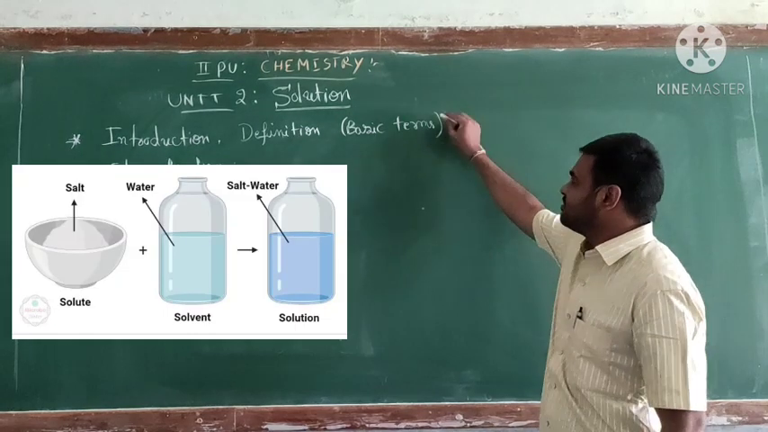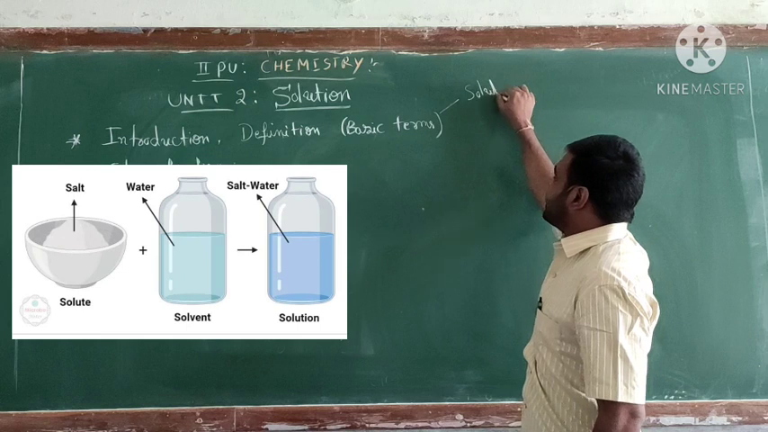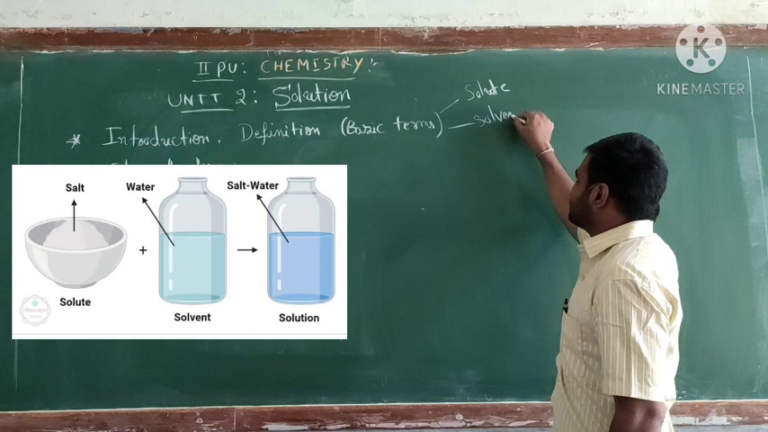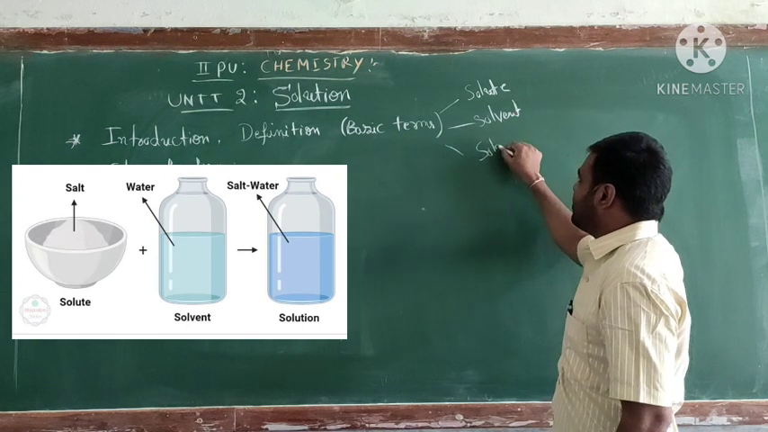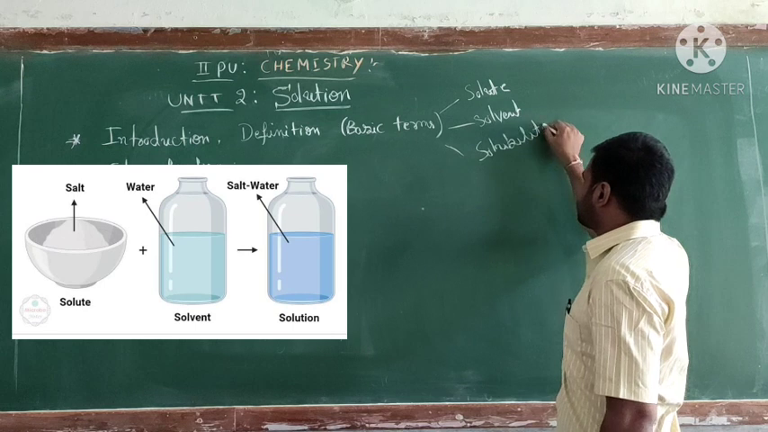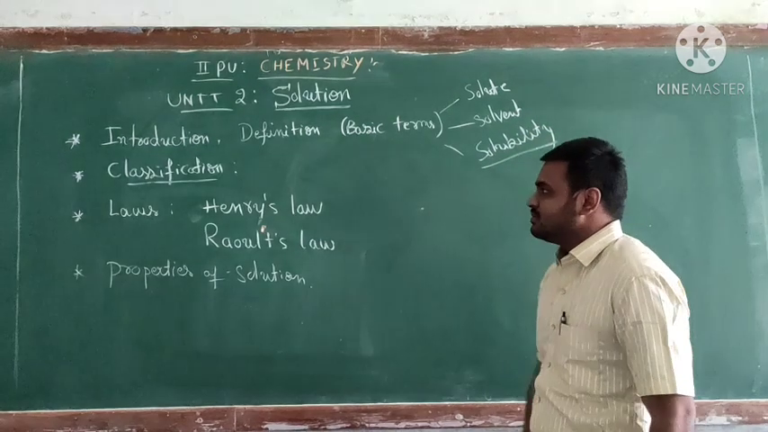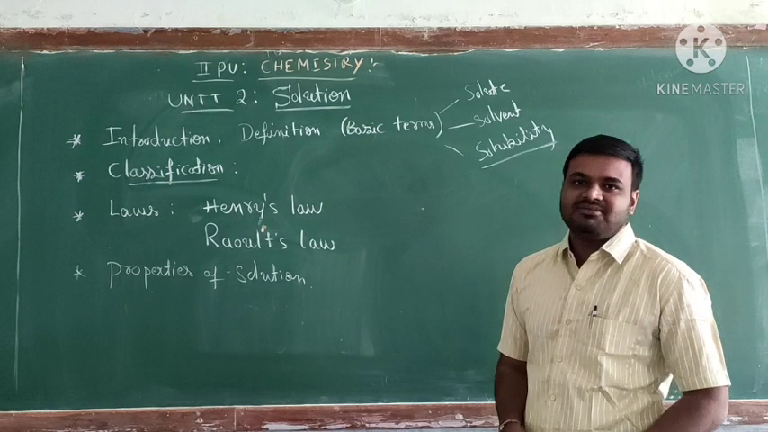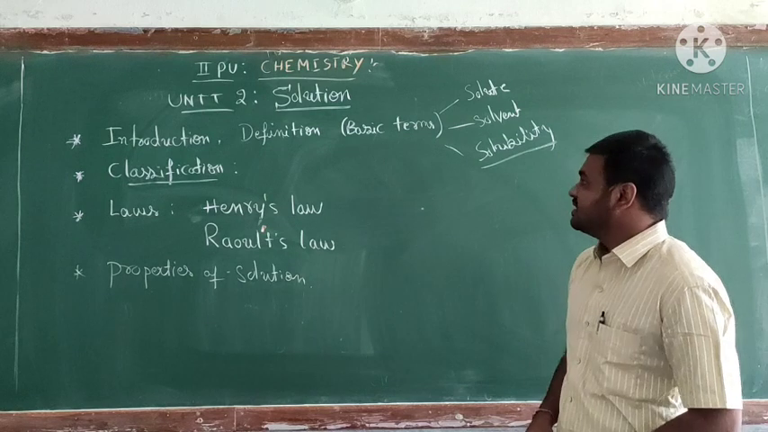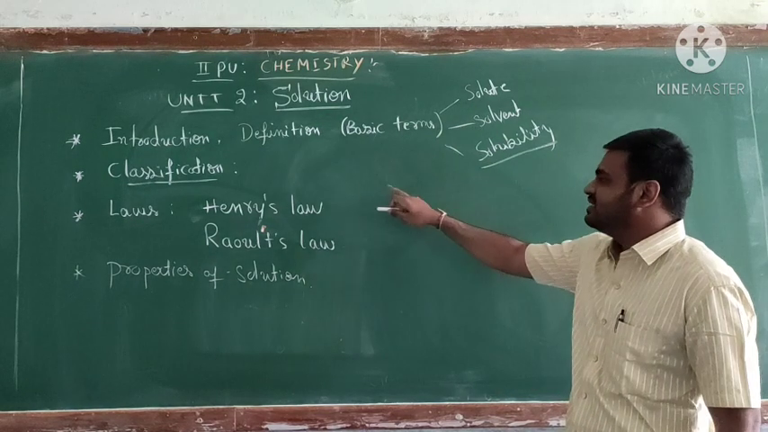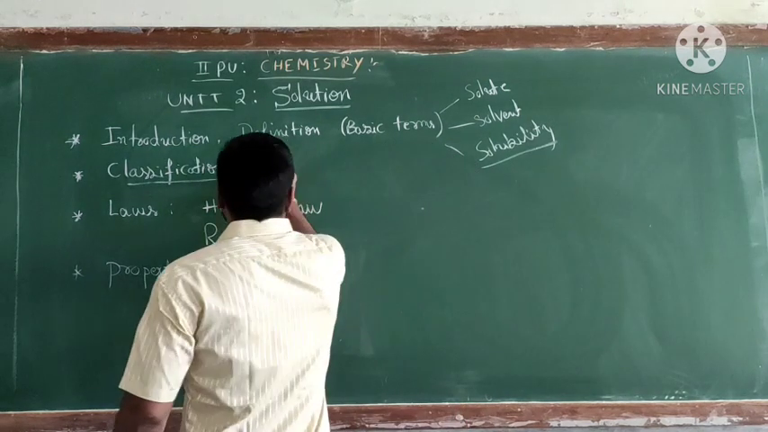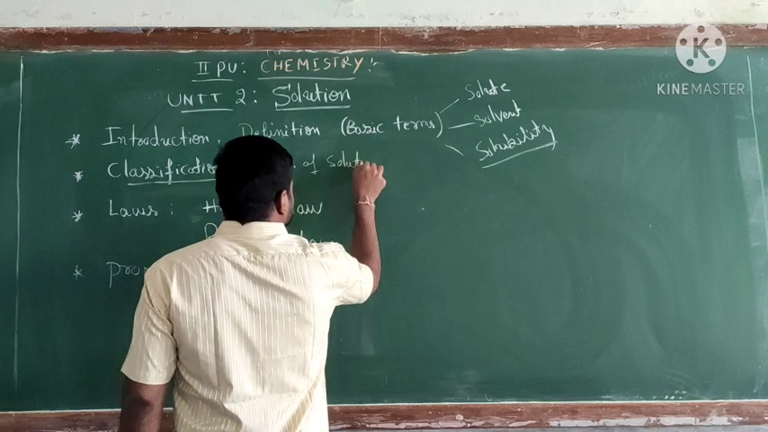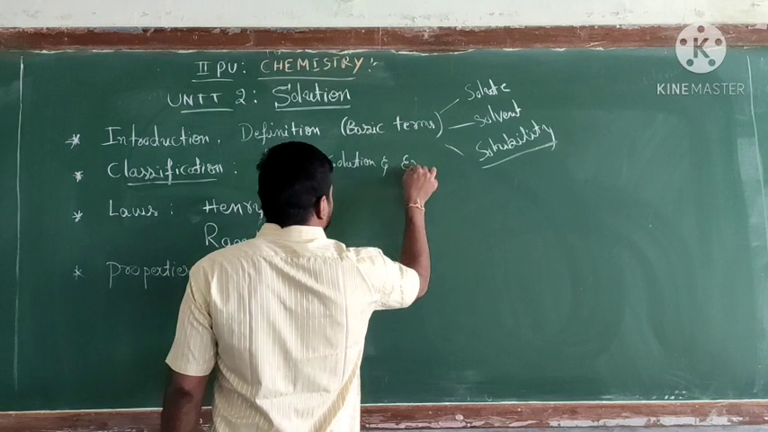The first is the basic terms, like the solution having solute, right? Then solvent, then solubility. And then the classification: how they are classified on the basis of physical states. In the physical states of solute and solvent, they classified the types of solutions and examples.